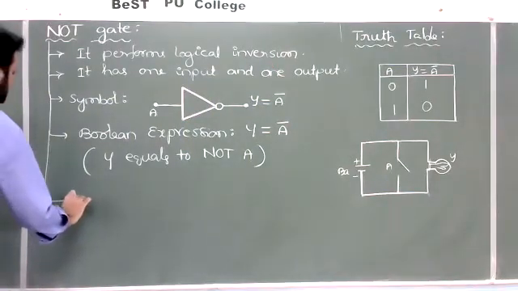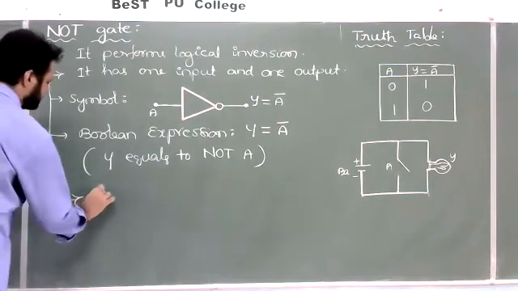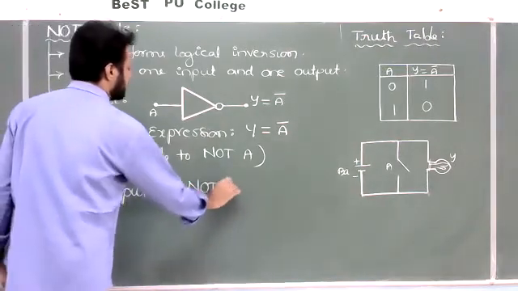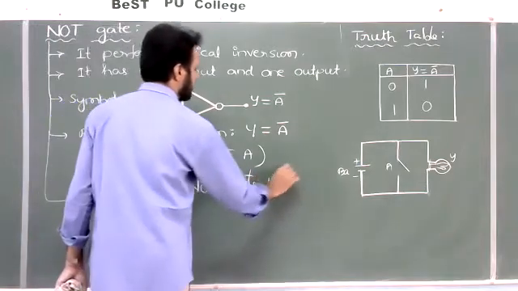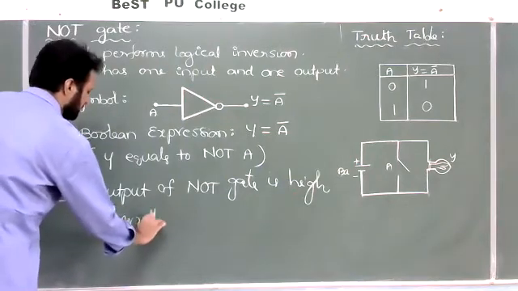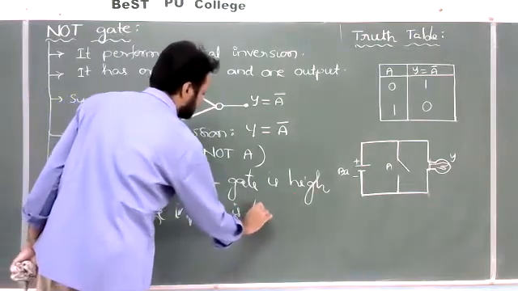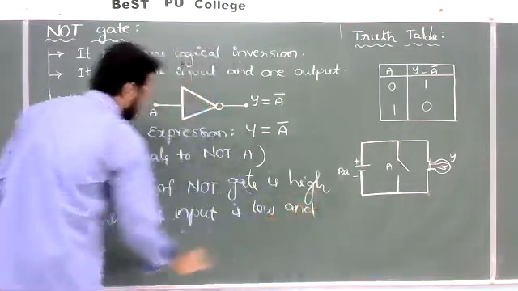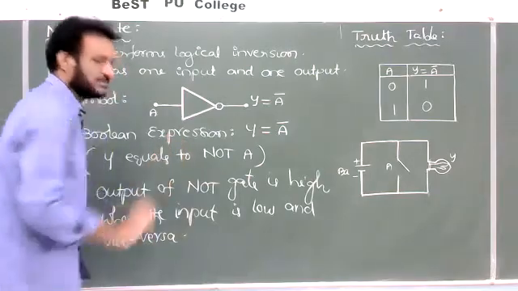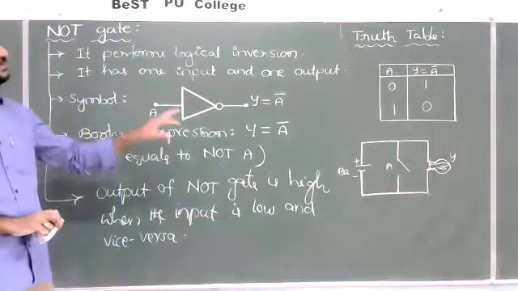The output of NOT gate is high when the input is low, and vice versa. Vice versa means exactly opposite. The output of NOT gate is low when the input is high. It is about the NOT gate.